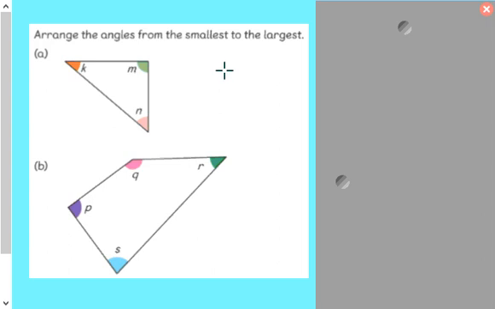Secondly, we want you to arrange the angles from smallest to largest. So you've got to try and make a good guess as to which one you think is the smallest, all the way up to the largest. Press pause now and press play when you're ready to talk.